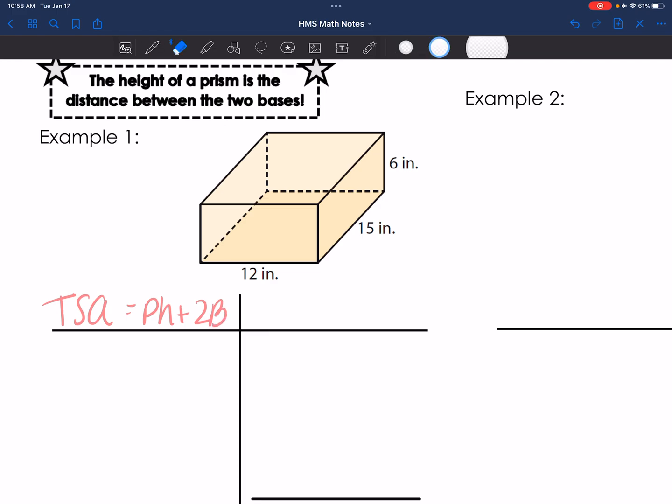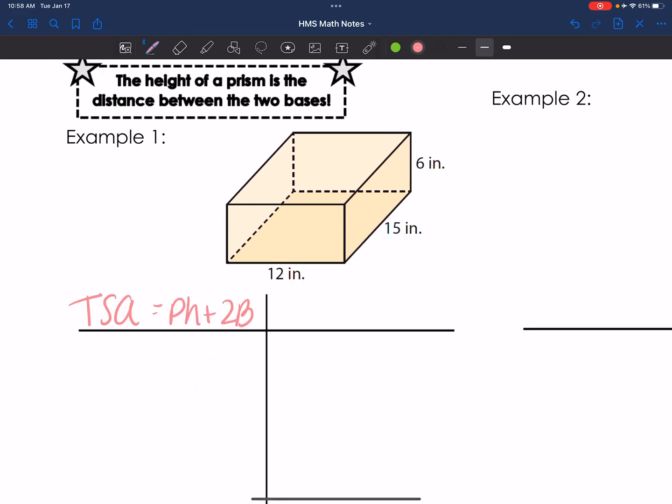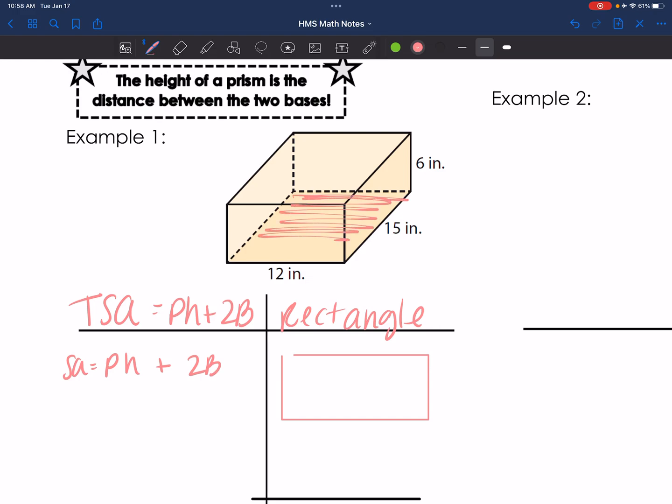And what shape is this? It is a rectangle. So draw my rectangle and copy. I guess I haven't even identified what my rectangle looks like, what my base is. So it's going to be what it's sitting on, which I see is 12 by 15.